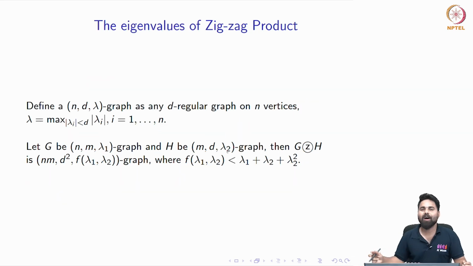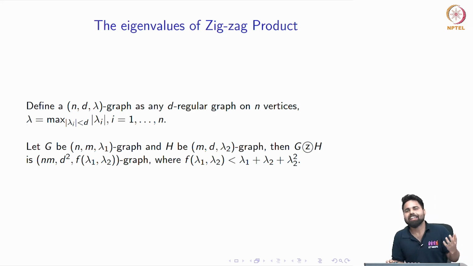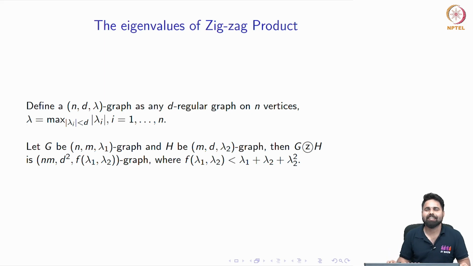Now why are we studying this zigzag product? Seemingly at first glance it looks slightly tricky, but it's very easy to define. We are studying this zigzag product due to its beautiful property with respect to the second largest eigenvalue in terms of modulus, other than the largest eigenvalue.